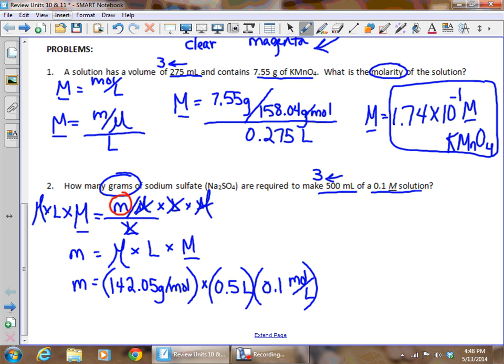Molarity is always easier to put into problems as moles per liter because it shows the cancellation better. And when we cancel our units, notice what happens. We get moles canceling, we get liters canceling, and we're left with grams. Our answer then, notice that it's going to be 1 sig fig because of both the 500 milliliters and the 0.1 molar from the original values. We end up with 7 grams of sodium sulfate. So that's our quick review of our molarity problems.